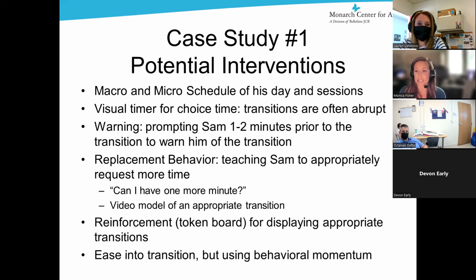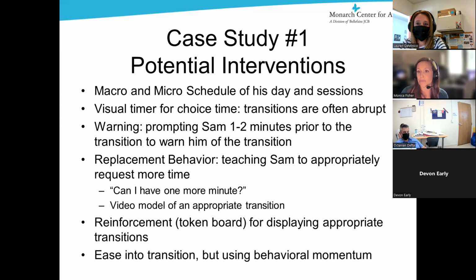We could teach some sort of replacement behavior. So he could say, hey, can I have another minute? I'm not ready to be done with this thing. When can I earn this thing again? Right? Any sort of language that would allow him to know that he's going to be able to come back to this preferred thing, or that he can extend time on this preferred thing. We could film and show and teach a video model of all of the steps that he needs to engage in in order to perform this appropriate transition.